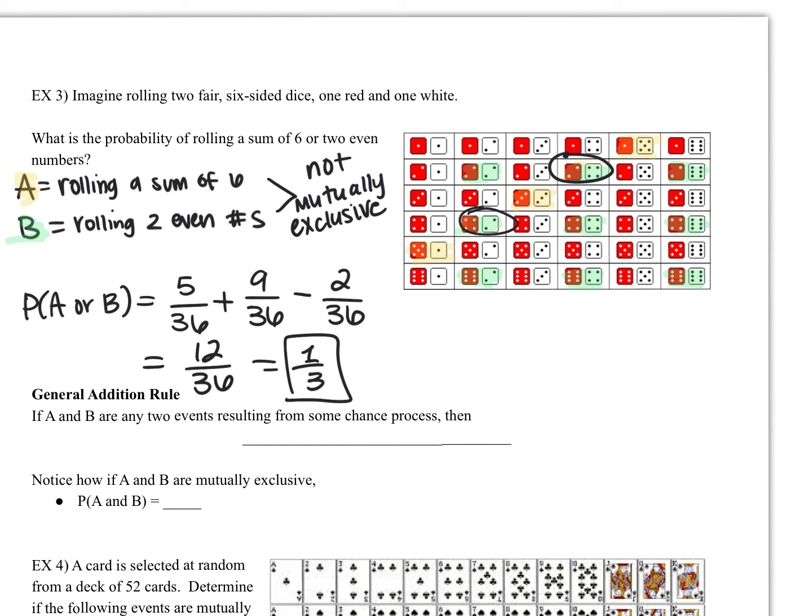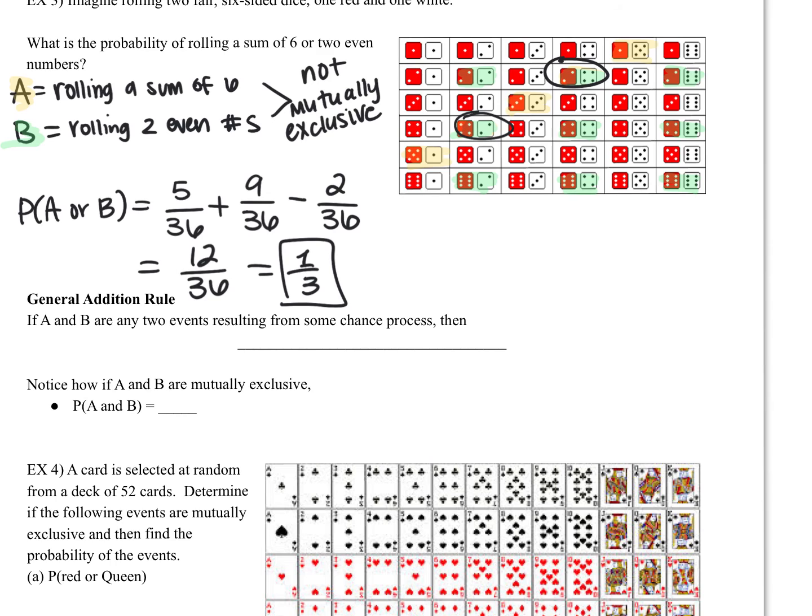So then this leads us to the general addition rule. So this is for if 2 events are not mutually exclusive, the probability of A or B is the probability of A plus the probability of B minus the probability of A and B.